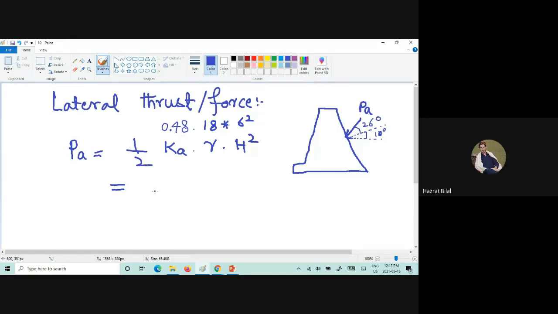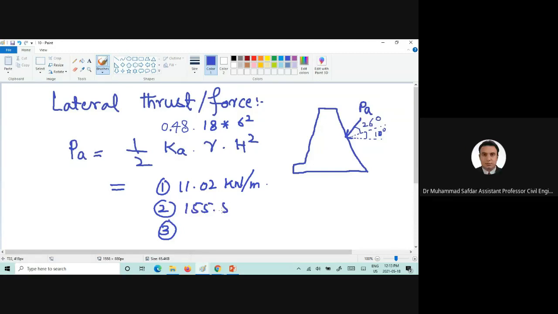311.04. 11.02. Sir, 155.5. 155.5 kilonewton per meter, okay? 55.52. Okay, that's right.